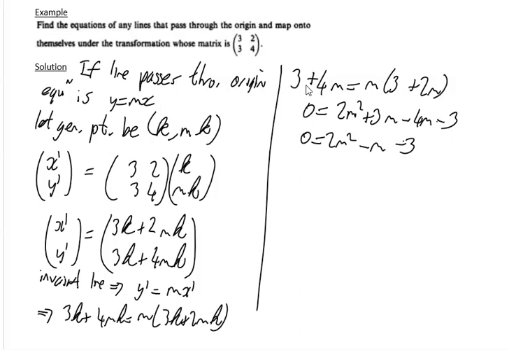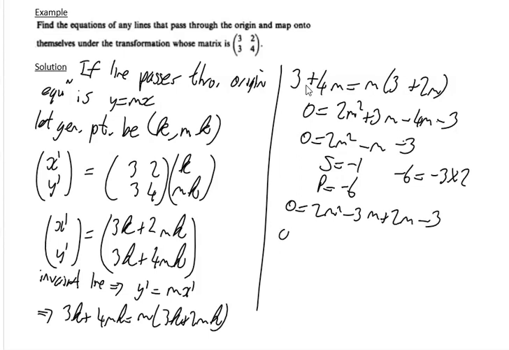Then we can factorize that. I will not try and be smart about this. My sum is equal to minus 1, my product is equal to minus 6. Minus 3 times 2 is going to work for us. So 0 is equal to 2m squared minus 3m plus 2m minus 3. Take an m outside of bracket, m(2m minus 3), and then take a 1 outside of bracket, plus 1(2m minus 3).